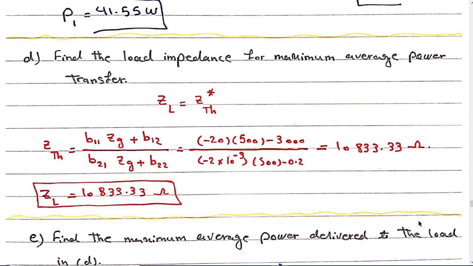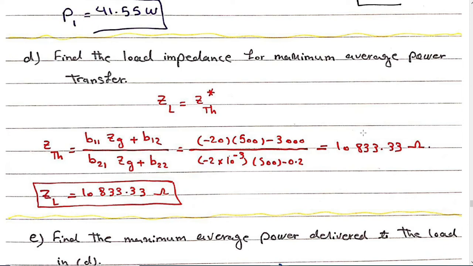Okay, part D also, it's good. Find the load impedance for maximum average power transfer. When do we get the maximum average power transfer? You remember? Yes, that is, we call it conjugate or star. So when the impedance of the load is equal to Z Thevenin conjugate.